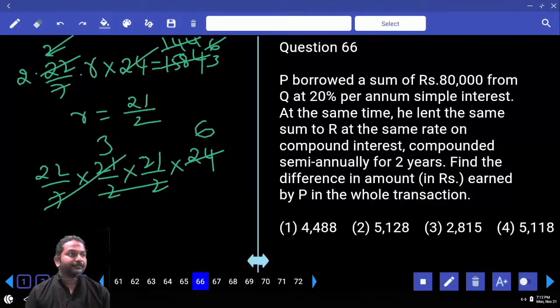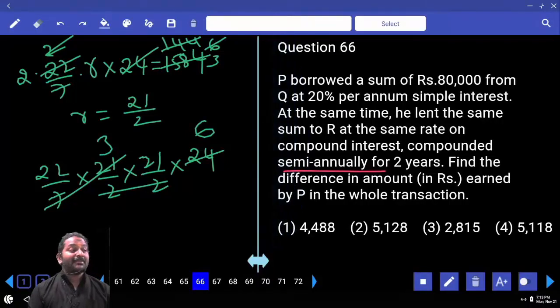P borrowed a sum of 80,000 from Q at 20% per annum simple interest. At the same time, he lent the same sum to R at the same rate on compound interest, compounded semi-annually, meaning half yearly, for 2 years. Find the difference in the amount earned by P in the whole transaction.